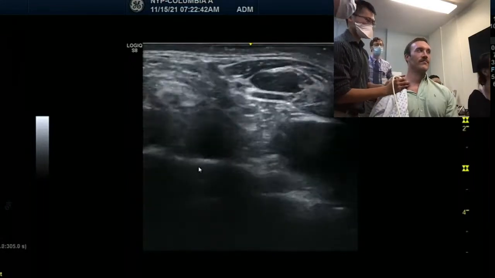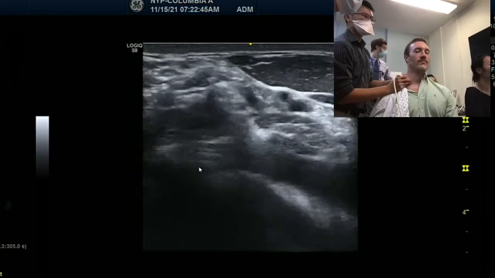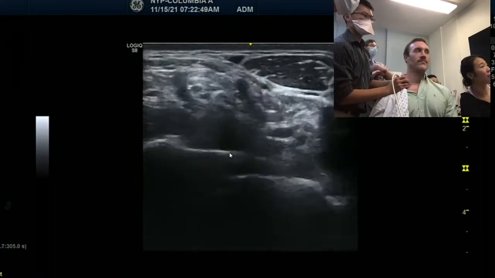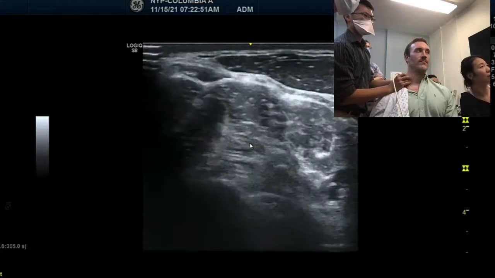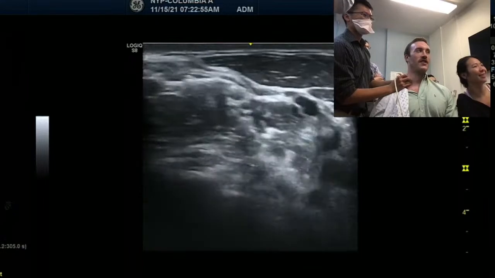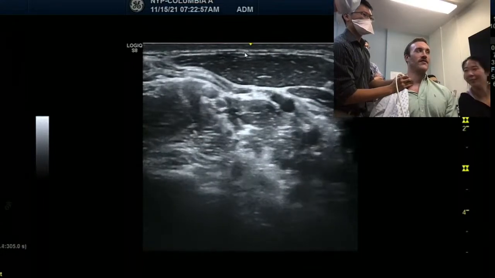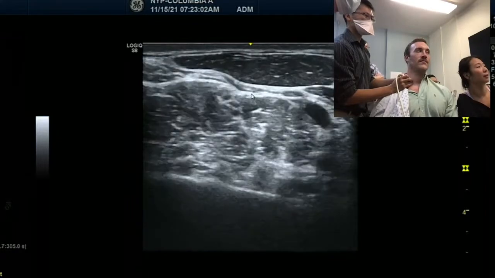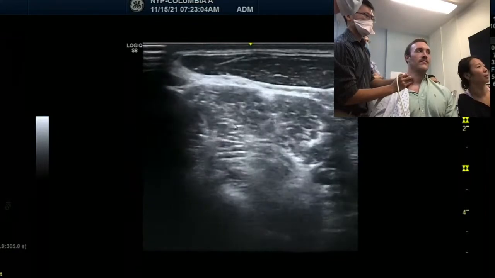I'm going to start behind Jordan's sternocleidomastoid. Just going to scan up and down a little bit to get used to his anatomy. I switched the orientation. Yes, sternocleidomastoid, I see it right here. And underneath it, I already start seeing the anterior and middle scalenes with the brachial plexus.